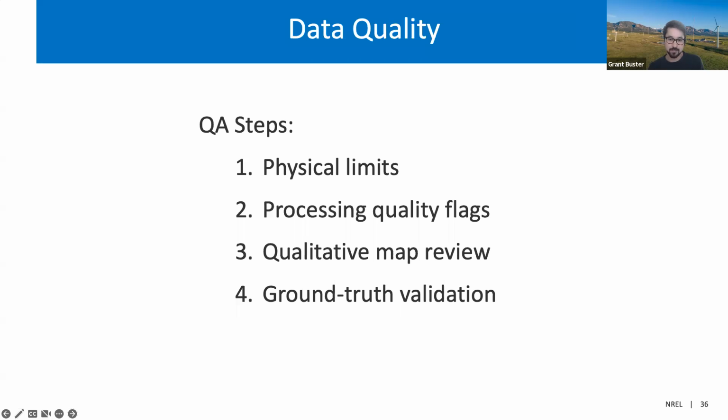The first is establishing physical limits before we actually run the physical solar models. This ensures that our inputs are sound. We run all of our models with processing quality flags. So if anything goes wrong in the processing, it's flagged in the output data, and I'll show you what that looks like. We then do some qualitative review, looking at maps of the data through the year for gross errors or weird patterns. And then we do a ground truth validation that compares against ground measurement. This is the gold standard of how well the data we're producing actually matches a ground truth measurement. Next slide.